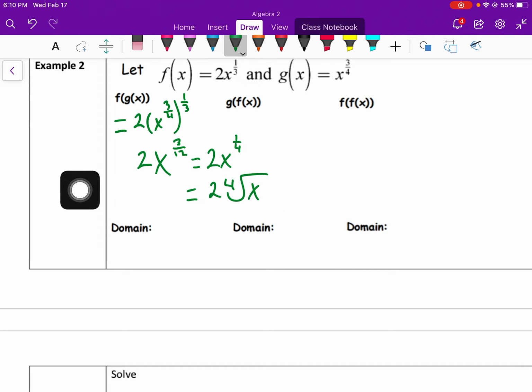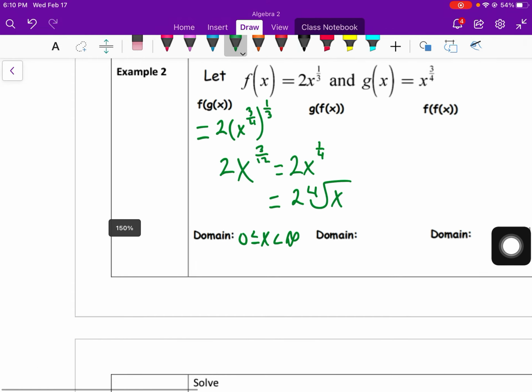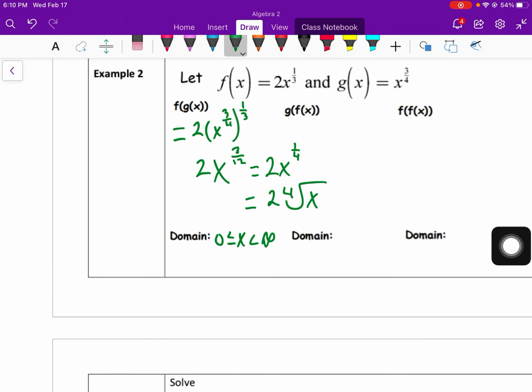So for our real values, our domain, we want real values for x. That will be from 0 to infinity. x is greater than or equal to 0. Because if you plug in a negative value, then you'll get an imaginary number with an even index. So just like last week, even index, we need positive values for real numbers under the radical.